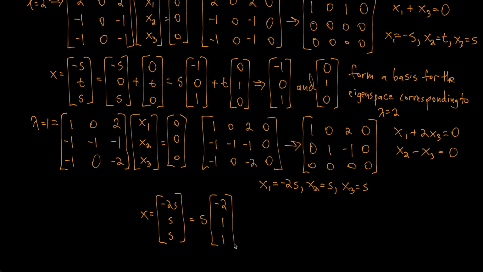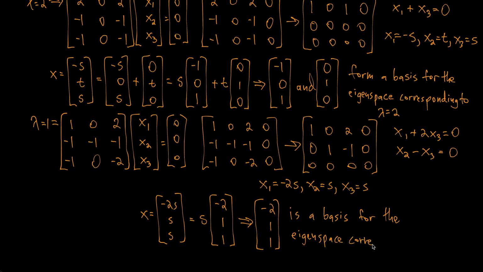So that means that negative 2, 1, 1 is in and of itself a basis for the eigenspace corresponding to lambda equals 1.